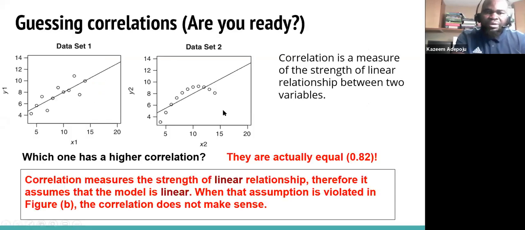What I want to show you right now is just that correlation has a value between -1 and 1. If a correlation equals -1, that's a perfect negative. If a correlation is +1, that's a perfect positive.